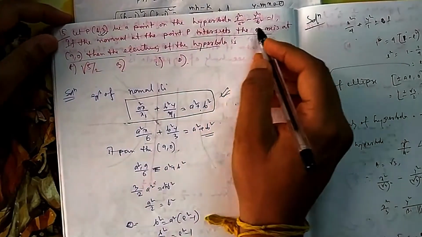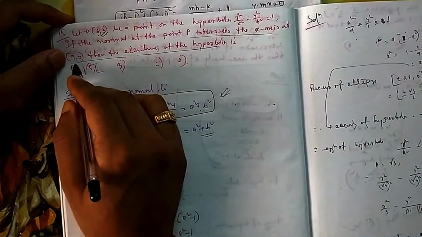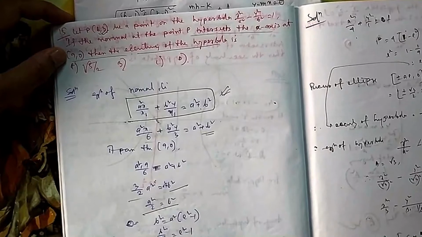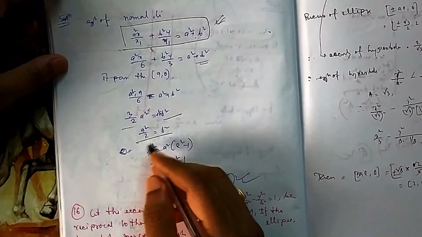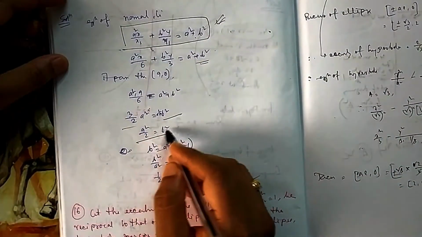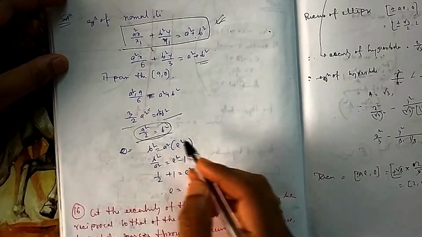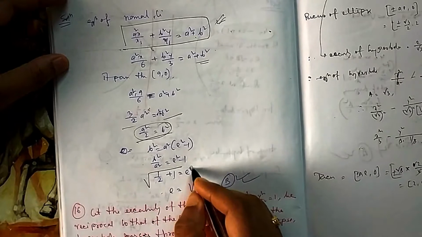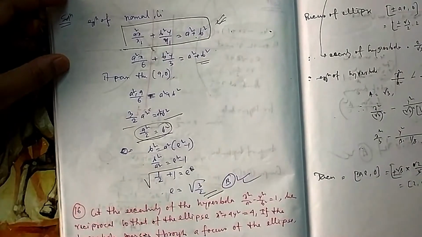Now it has to pass through, they are saying 90, this passes through 90. If you put in 90, you will find the equation between a and b. And you need to find the eccentricity. So once you know the relation between a square by b square or b square by a square, then you can put it in e is equal to under root 1 plus b square by a square. So you put it, you get that answer directly.